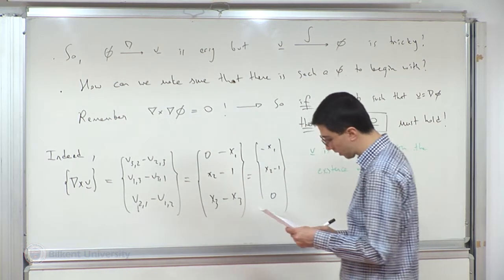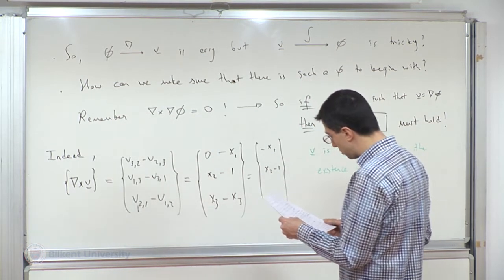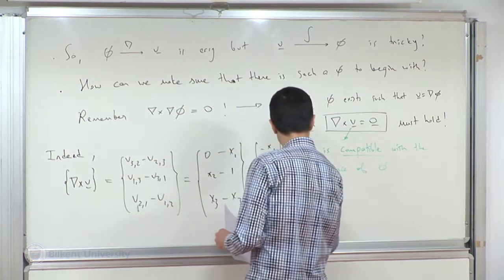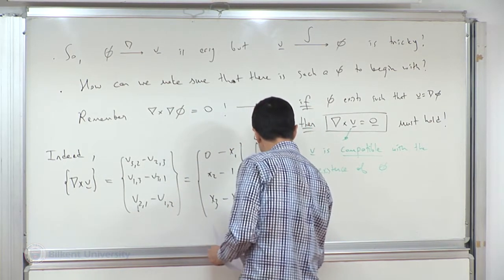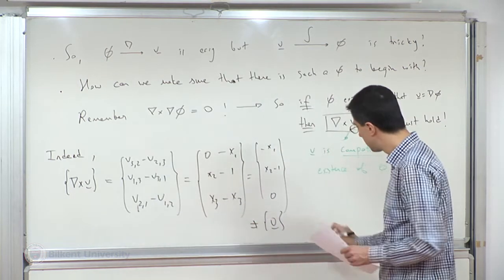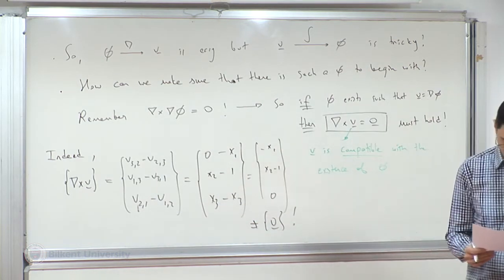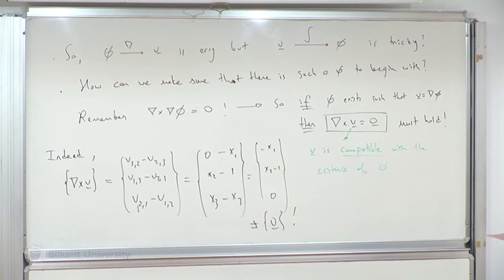Okay. So that is not equal to 0. So since it's not equal to 0, I wouldn't even start with attempting to find such a phi. Okay, so now that's nice, but this is just a motivation.